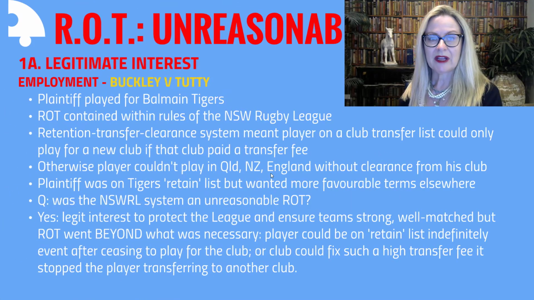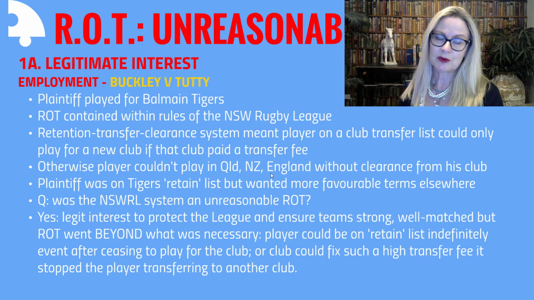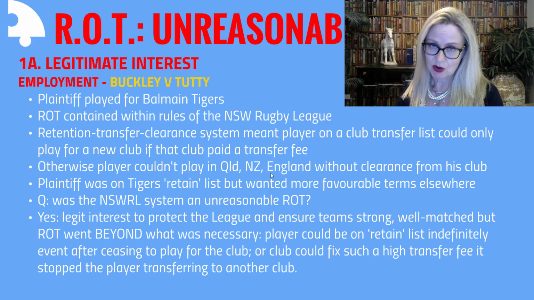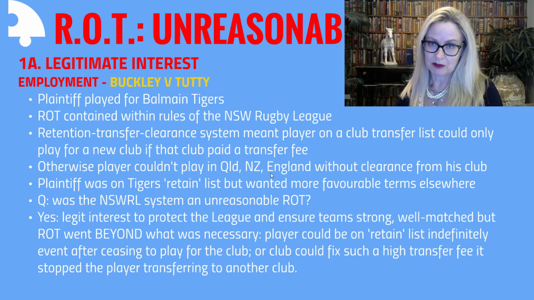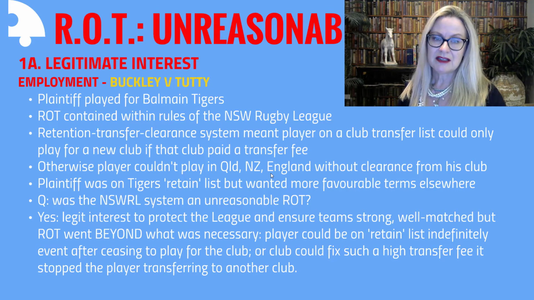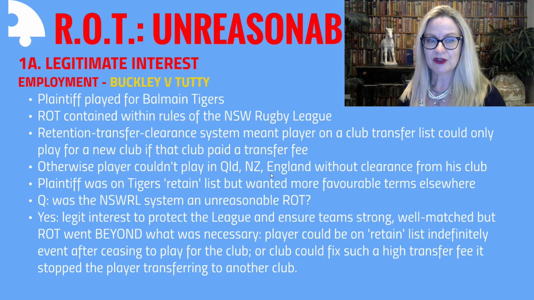A good example is Buckley and Teddy, and in that case the plaintiff played for the Balmain Tigers. There was a restraint that was contained not within the player's contract but within the rules that set up the New South Wales Rugby League. These rules contained this system called the Retention Transfer Clearance System, and effectively it meant that a player on a club transfer list could only play for a new club if the new club paid a transfer fee.